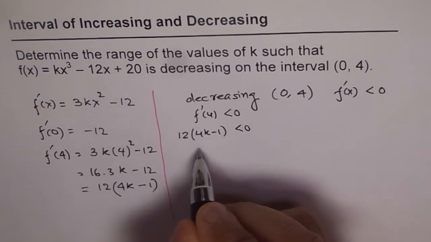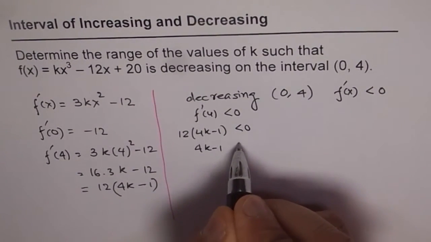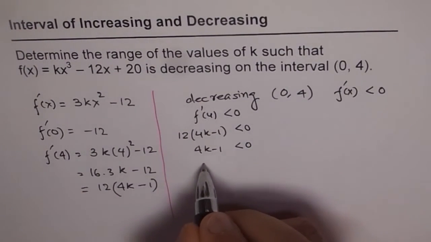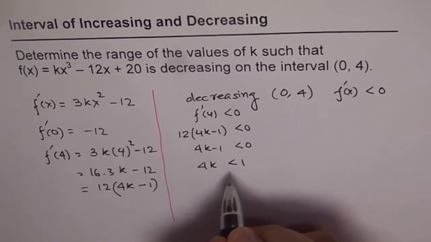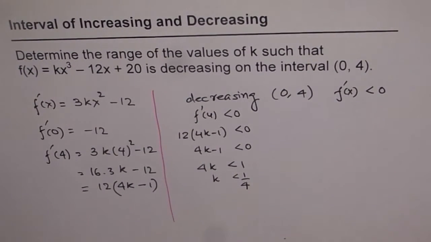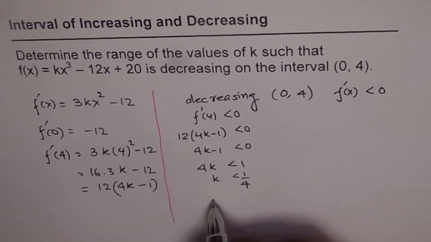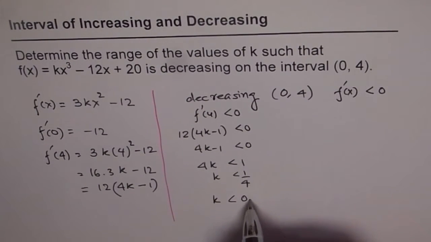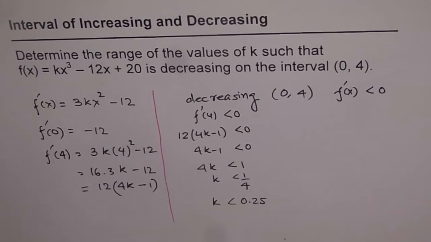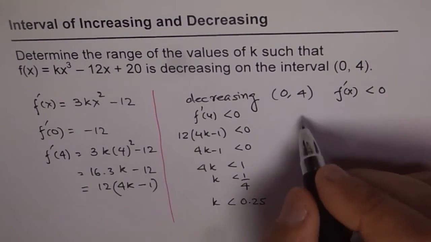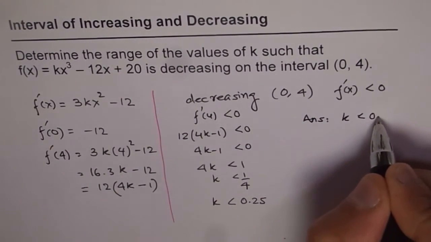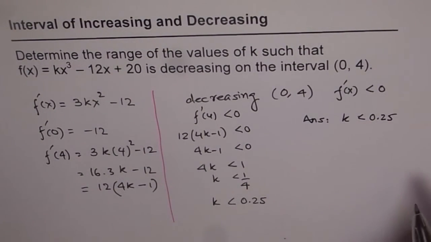Now 12 is a constant. Basically we get 4k - 1 is less than 0, dividing by 12 on both sides. Or 4k is less than 1, or k is less than 1/4. So that is the condition for k. That means if k is less than 0.25, then the condition will be satisfied, correct? So that is our answer. Our answer is that k should be less than 0.25 for this condition to be true.